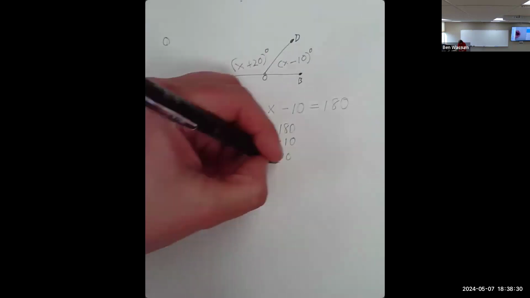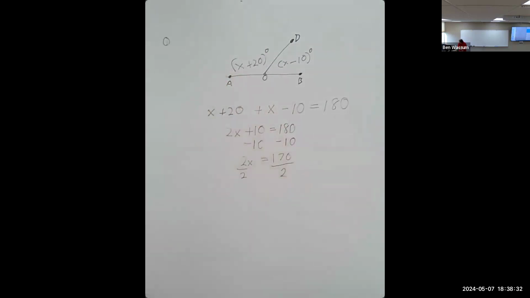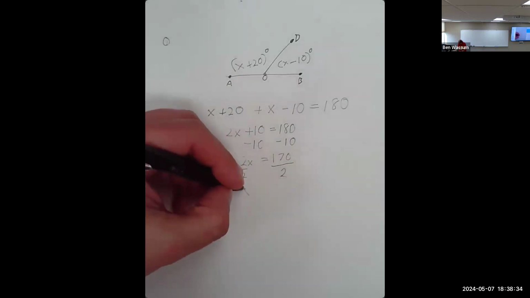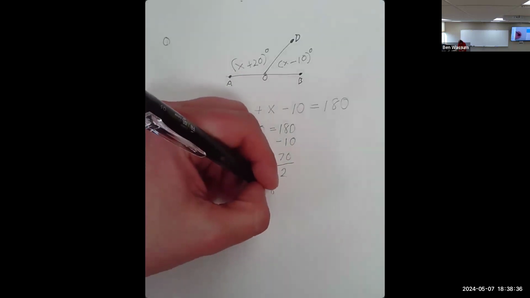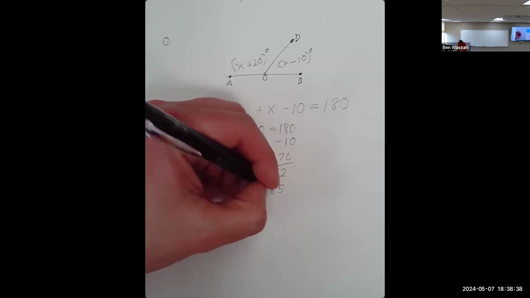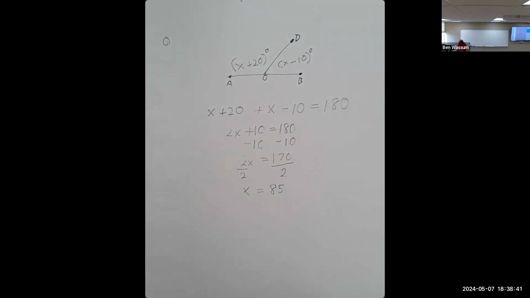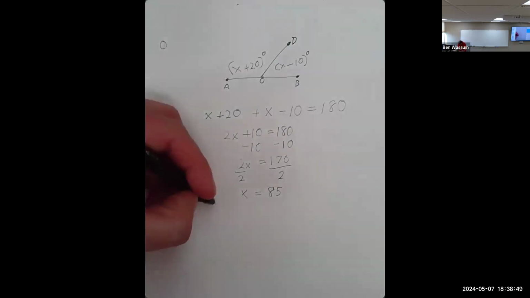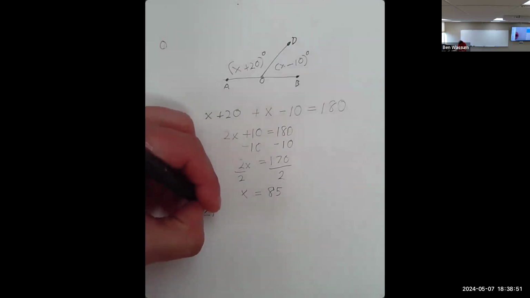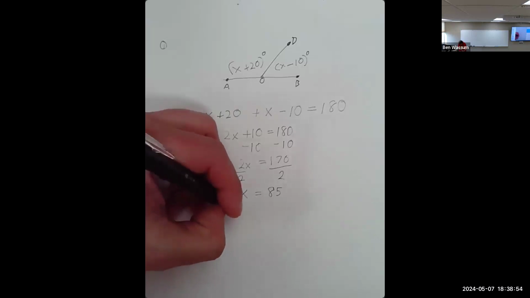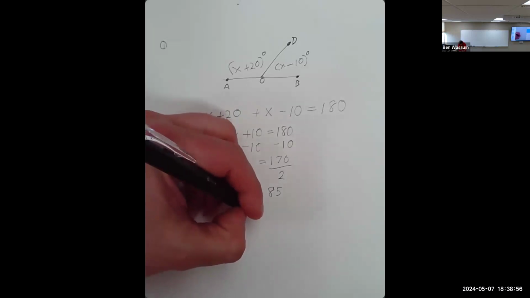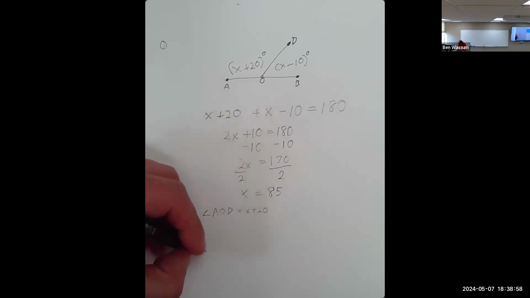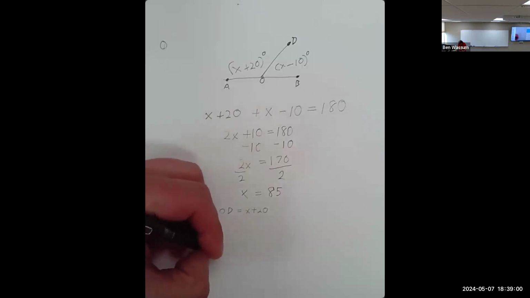Divide off that 2. x gives us 85. But I am not done, because what we know is angle AOD was x plus 20, and angle DOB is x minus 10.